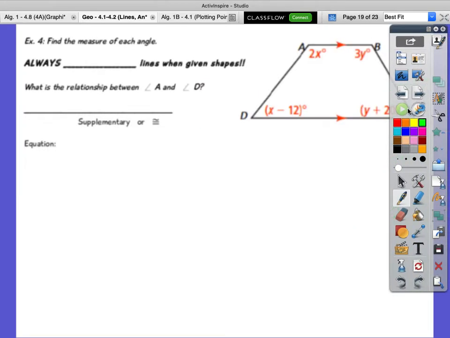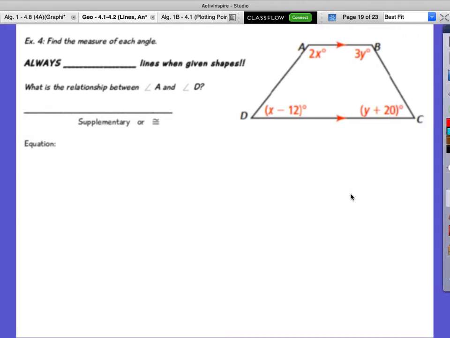Okay, continuing on. Here we see some shapes. We see a trapezoid. We'll learn more about that next semester. Find the measure of each angle. Always extend lines when you're given shapes. Right now we see 2 parallel lines, but we don't really see much. So here, we're going to take these lines and continue them on.